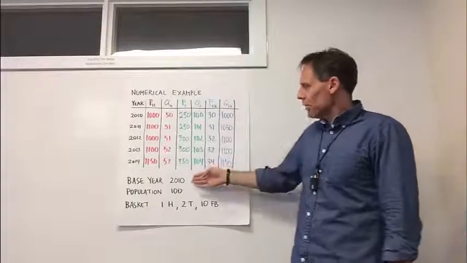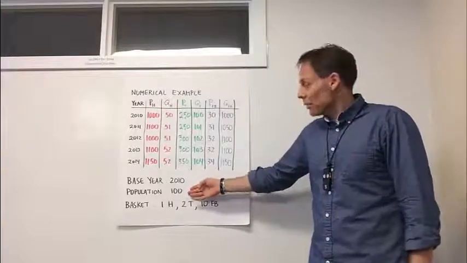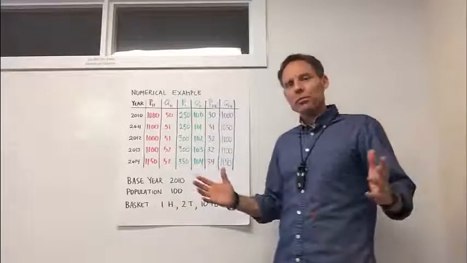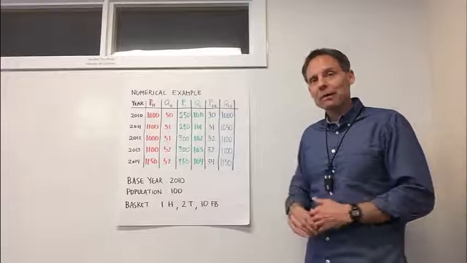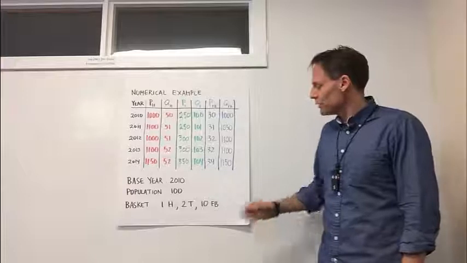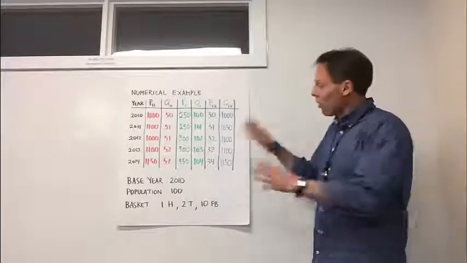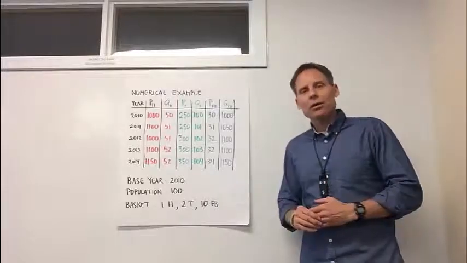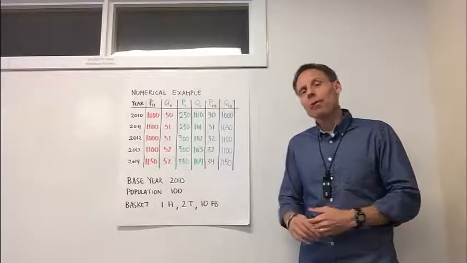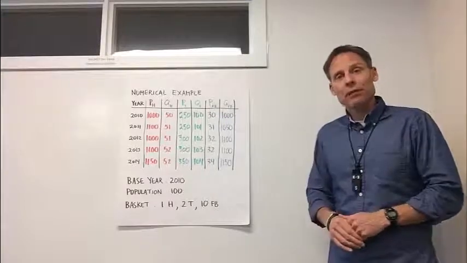We're going to assume that the base year is 2010. We're going to look at a population of 100. And then later on, when we calculate the Consumer Price Index, we're going to have a basket. And the basket is going to consist of 1 unit of housing, 2 units of transportation, and 10 units of food and beverages. All right, so now we have all the numbers. Let's see if we can actually calculate nominal GDP, real GDP, the GDP deflator, maybe per capita GDP, real GDP per capita, as well as the rate of inflation.